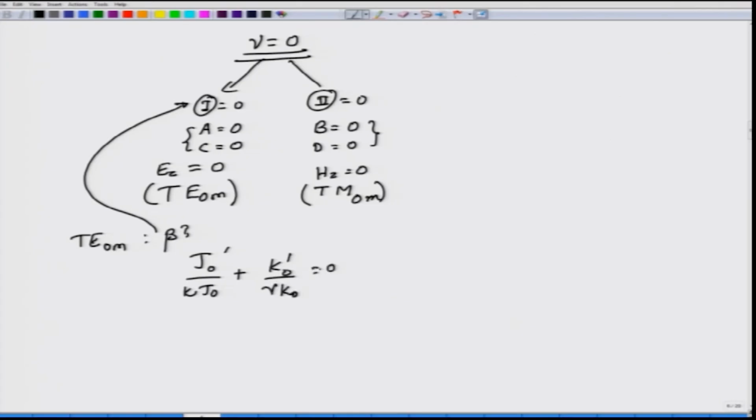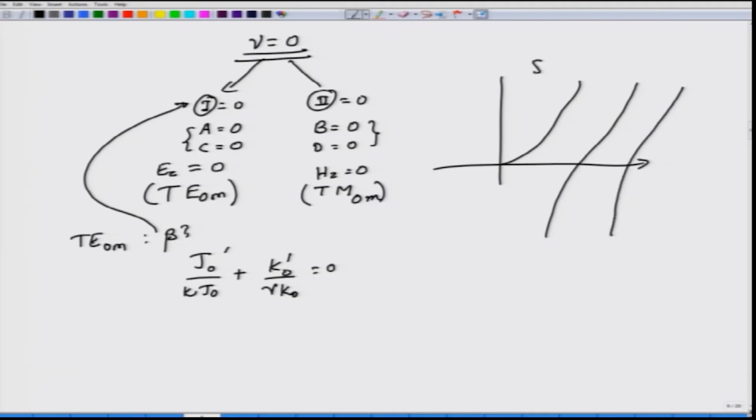The solutions can be mapped in terms of this type of equation, where you will see that J0 prime by J0 can exhibit oscillatory behavior. In fact, it does exhibit an oscillatory behavior very similar to the tangent function, but not the same as the tangent equation. The reason is J0 prime goes to 0 at some points, and J0 goes to 0 at some points, so it is actually switching between plus infinity and minus infinity. So, it does look very similar to the tan function.